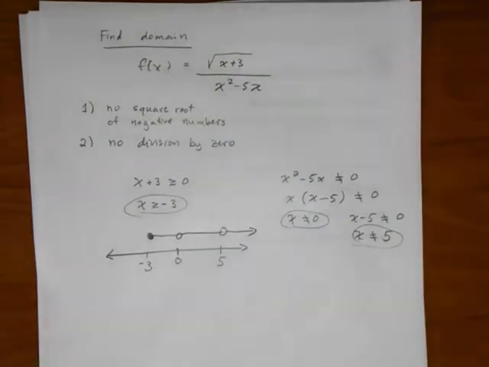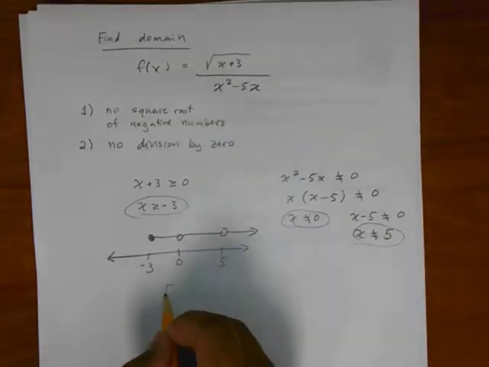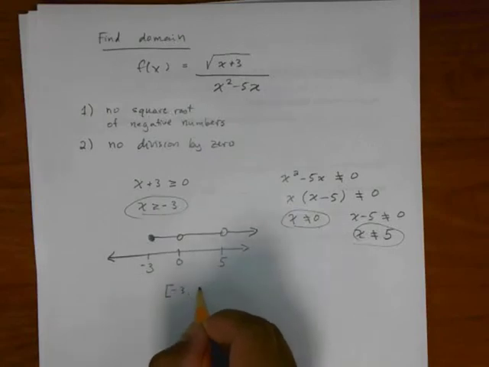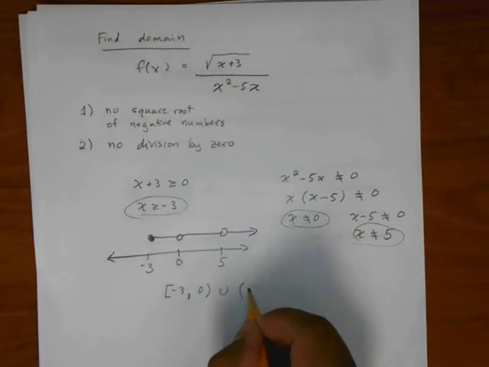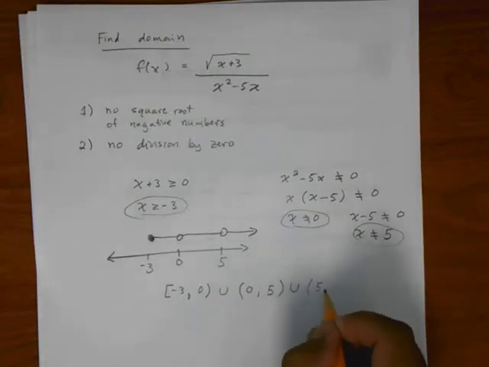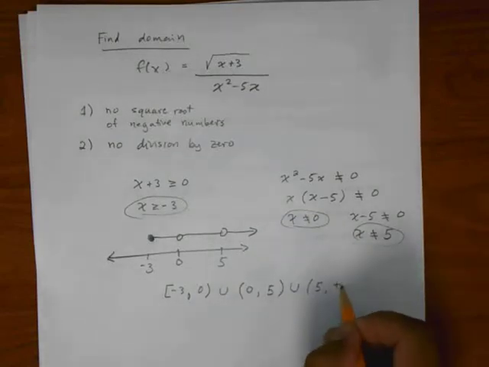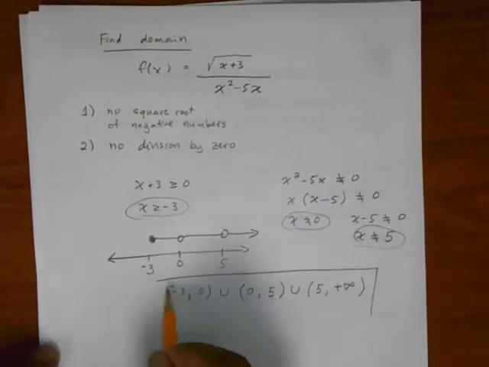anything greater than 5. So if I wanted to write this in interval notation, I would start at negative 3 all the way up to 0, but not equal to 0, union with anything greater than 0 and up to 5, or anything between 0 and 5, and then I'm allowed to have anything that is 5 or greater. And so this is my domain.